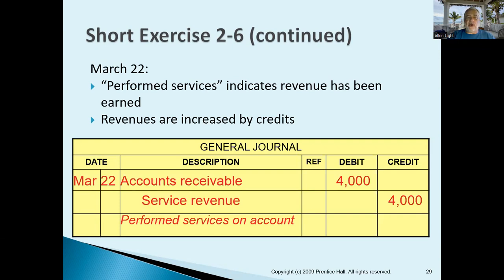In this case, they owe us $4,000. So I'm going to have a debit to accounts receivable because it's an asset and I'm adding to it. That's $4,000. And I earned service revenue. Revenue is a credit when you add. So that's going to be a credit of $4,000. So I perform services on account. There's my explanation. There's my two accounts. And there's the money that will eventually change hands. That's my revenue that I earned. That's how much they owe me. Okay.